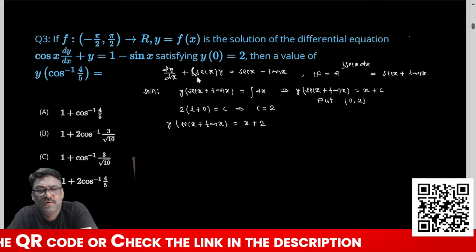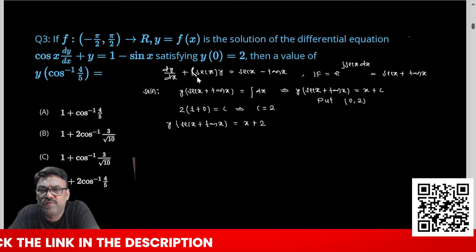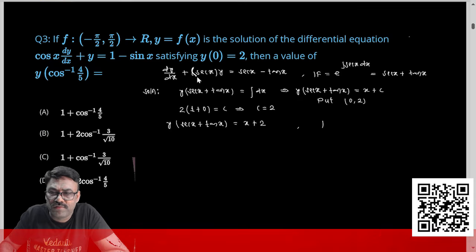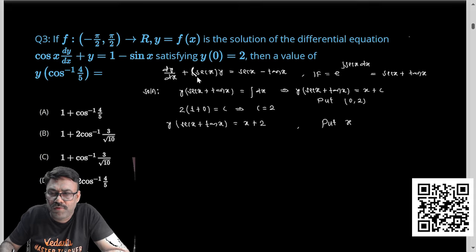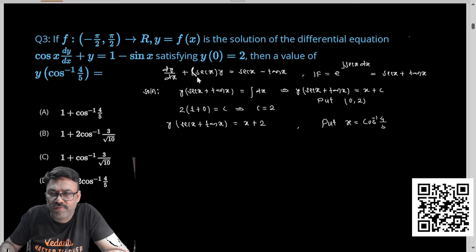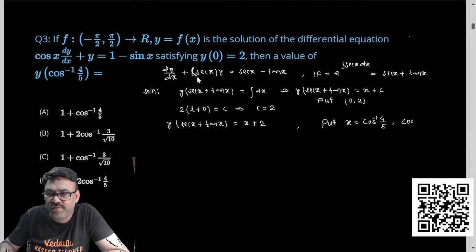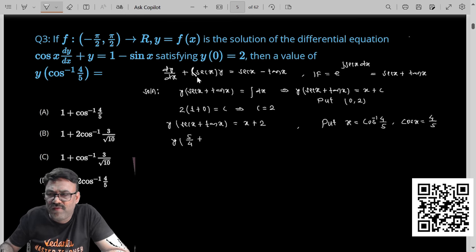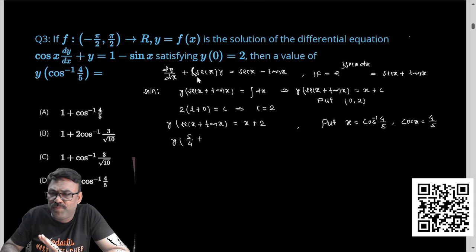Now what they are saying is, if I put x is equal to cos inverse 4 by 5, then what will be y? So put x is equal to cos inverse 4 by 5 here. That means cos x is 4 by 5. Now let's see what happens. Since cos x is 4 by 5, secant x is 5 by 4. Cos x is 4 by 5, so tan x will be what? Tan will be p by b, perpendicular over base. So it will be 3 by 4.